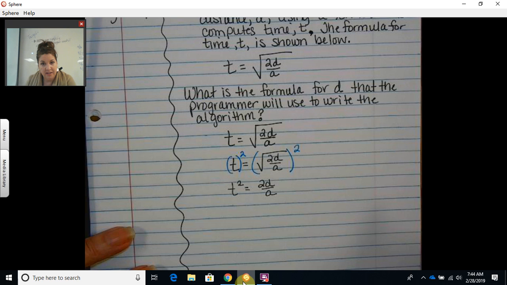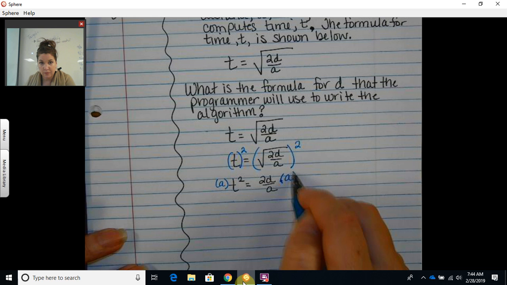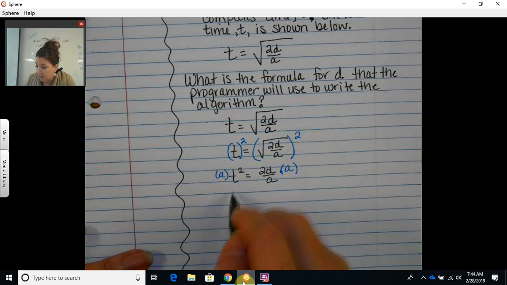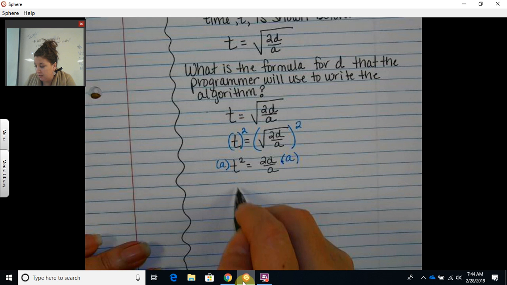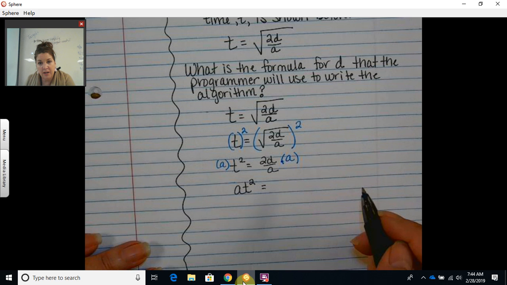I am solving for d, but d is in the numerator of the fraction. Do I know how to clear the fraction? Multiply both sides by a, right? That's the least common denominator. We did that in our last lesson. So to clear that fraction, I'm going to multiply both sides by a. So on the left, a times t squared, we could either say t squared a or a t squared, it doesn't matter. On Algebra Nation, I think they put it in alphabetical, so they do a t squared equals, what's 2d divided by a times a? 2d.